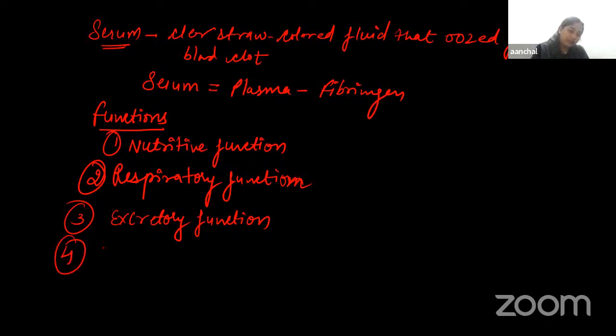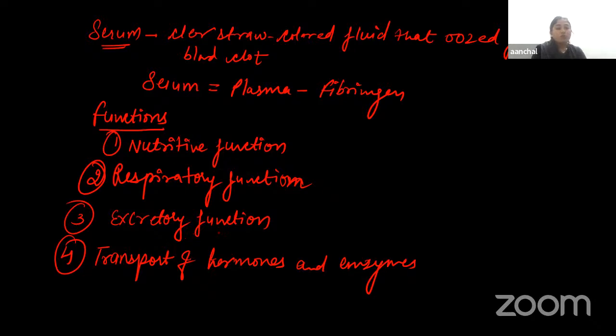Then next we have transport of hormones and enzymes. Hormones which are secreted by endocrine glands are released directly into the blood, and the blood is responsible for the transport of those hormones to their target organs and tissues. Okay, and blood is also responsible for transporting various enzymes.